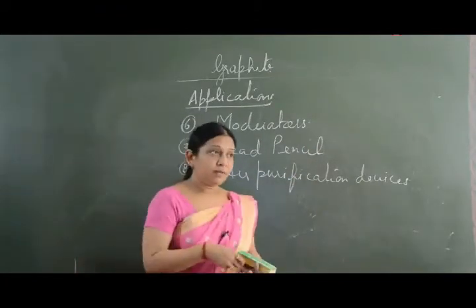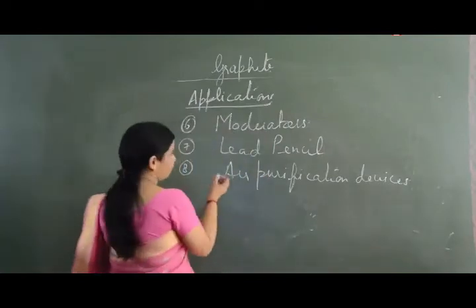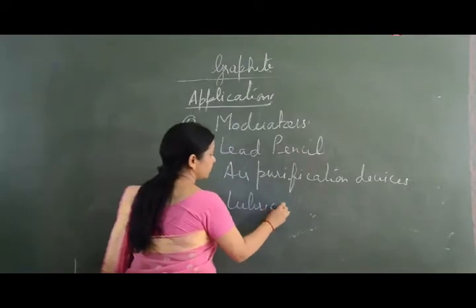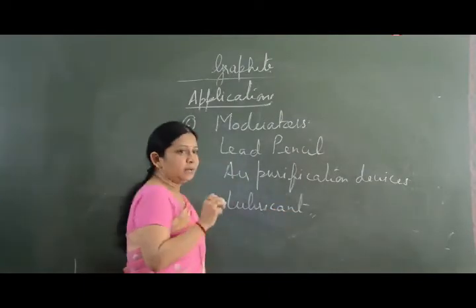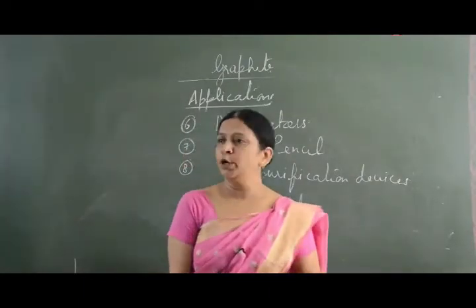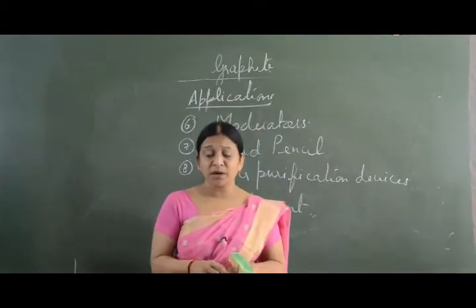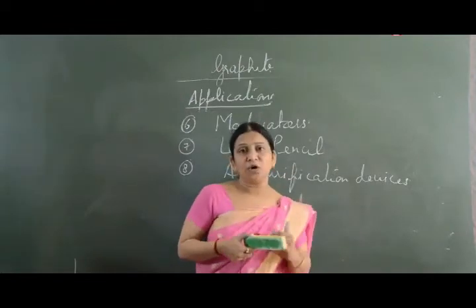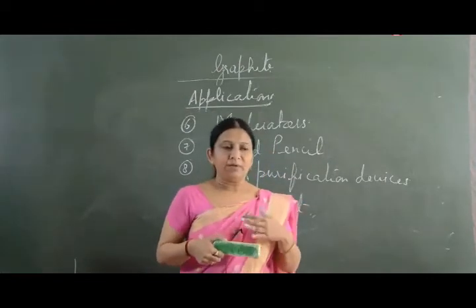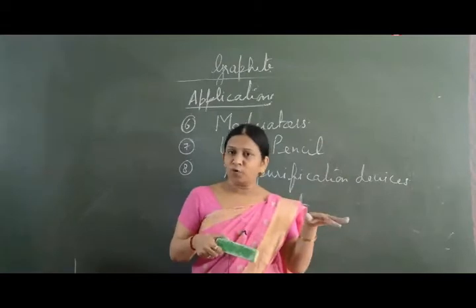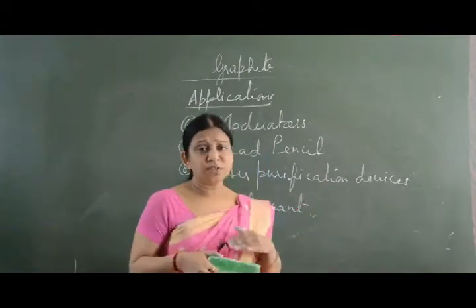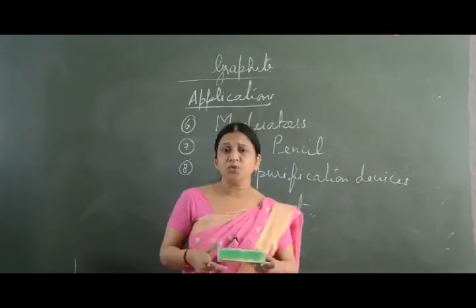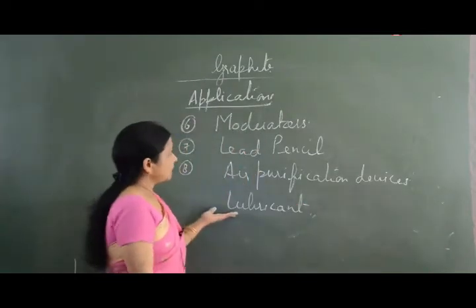And then an important use of graphite is as a lubricant. Basically it is used as a solid lubricant. Why is it used as a lubricant? Because it has a layered structure. Between the layers we have van der Waals force of attraction, and when we provide heat, the van der Waals force of attraction breaks, and because of this graphite is soapy to the touch. Because it is soapy to the touch, it can be used as a lubricant. So this is another application.